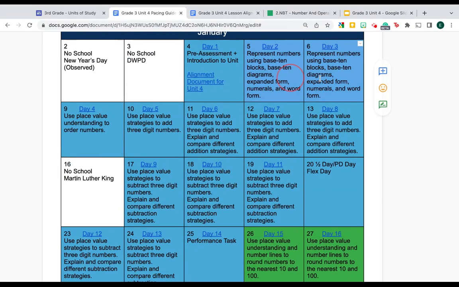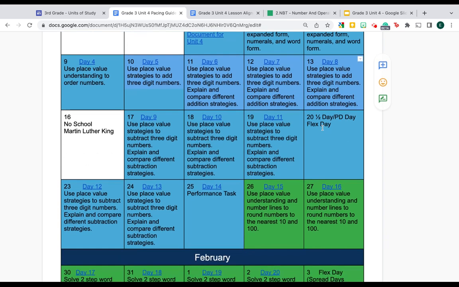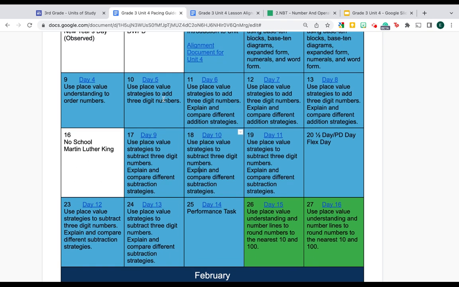Once you've built that foundational understanding, the way we have it laid out is that you have one day of ordering numbers, and then it looks like 4 days to add, and then 5 days to subtract. If you want to do those differently, if you want to add and subtract at the same time or spend 3 days on addition and 6 days on subtraction, it's really up to you. But big picture, we gave you 4 days for addition, 5 days for subtraction.